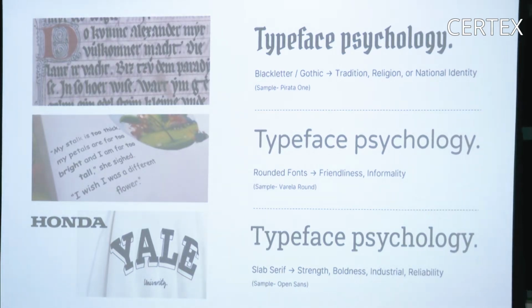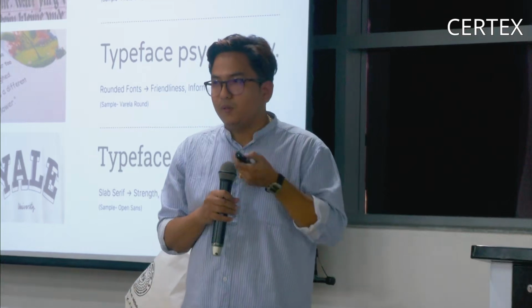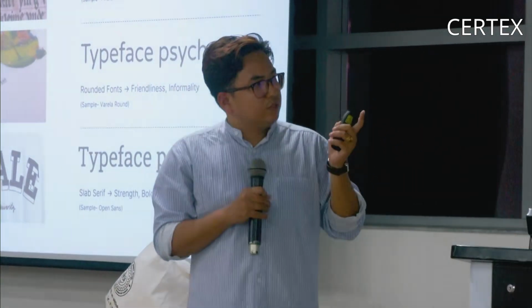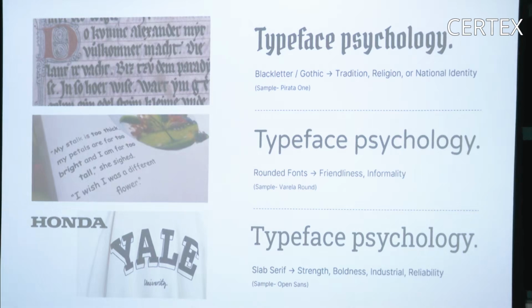The top one is called black letter or Gothic style, which is inspired directly from the medieval manuscripts of Europe. So that directly links with something old, traditional, or religious text. And if you see the middle one, that has slightly rounder shapes. Rounded shapes can showcase friendliness or informality. That's why you can find it in children's books.